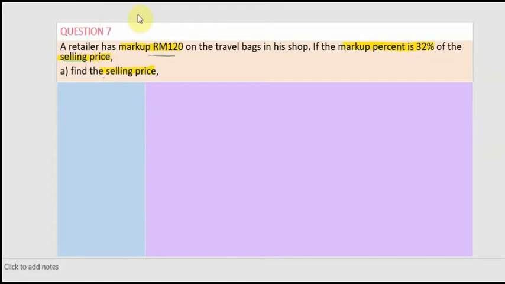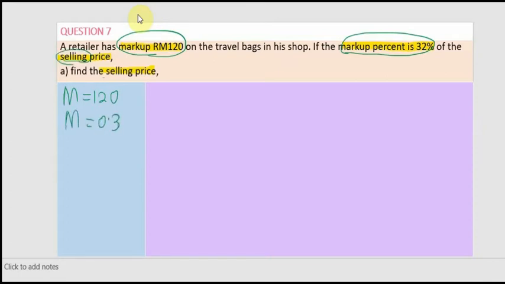Okey, apa yang diberi di sini? Diberi kepada anda markup. Okey, 120. Then also we have markup percent 32% on selling price. So markup 0.32 on selling. Selling is retail. So find the selling price means that find the retail price.